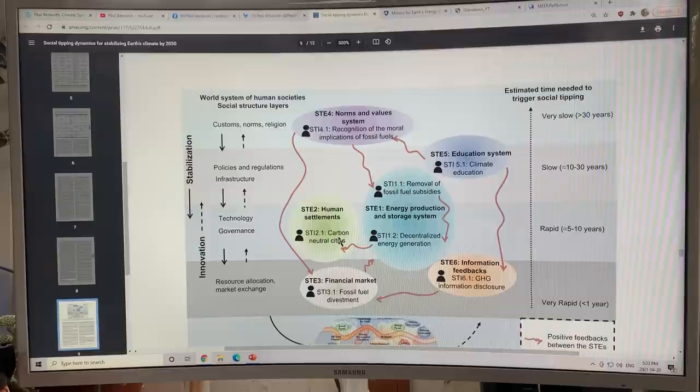More and more people are becoming urban people. They're moving from the rural areas into cities, and cities are growing. We're getting mega cities. So these are the places we need to make carbon neutral.